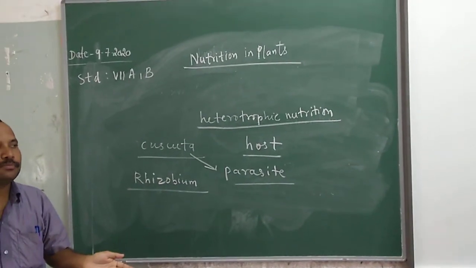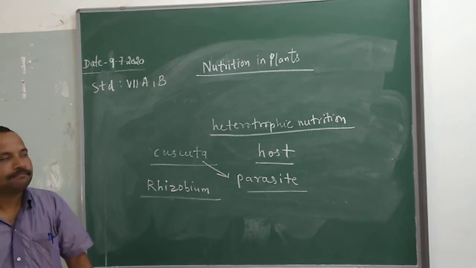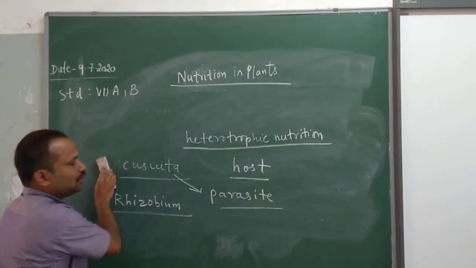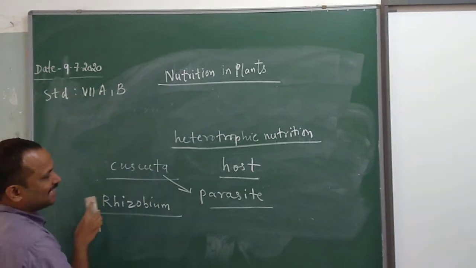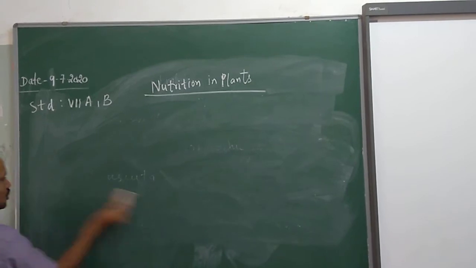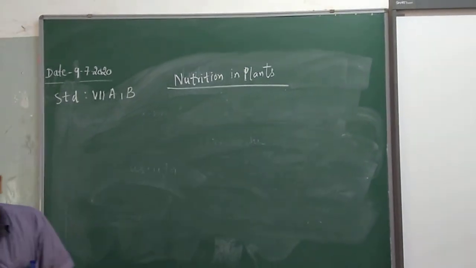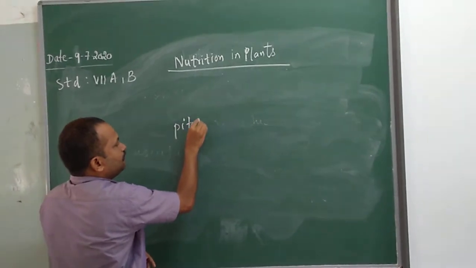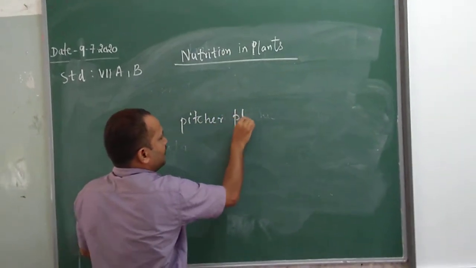After this, children, I have to speak about a plant by the name. Cuscuta is an example for a parasite. Let me stop about this heterotrophic mode of nutrition. I will tell you about an important plant by the name pitcher plant.